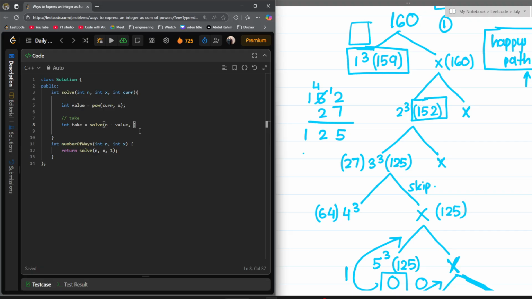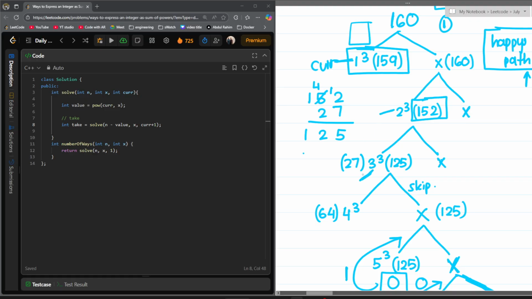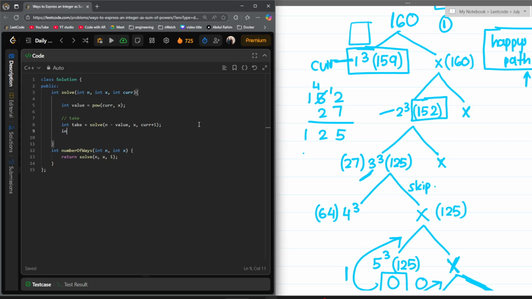And since I'm recursively calling the function, the power is actually going to remain the same, and current is going to increment, yeah, 100%, because this is current, right? In the next call, this becomes 2, then it becomes 3, and so on and so forth. Similarly, int skip is going to be, you don't have to take the value, whatever value it was. Like over here, I did not take the 1, right? x as it is, and current plus 1.